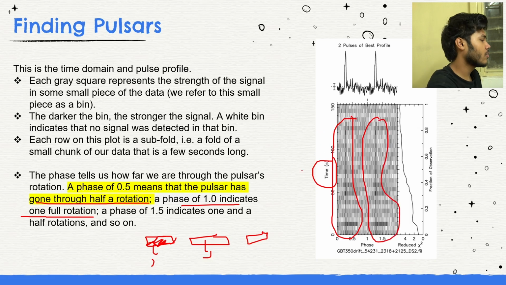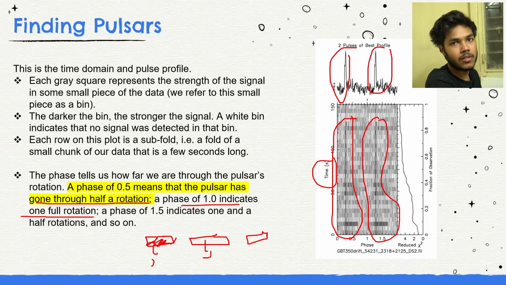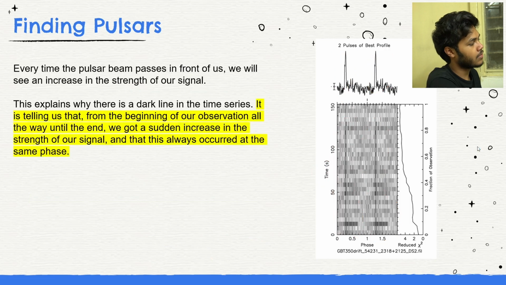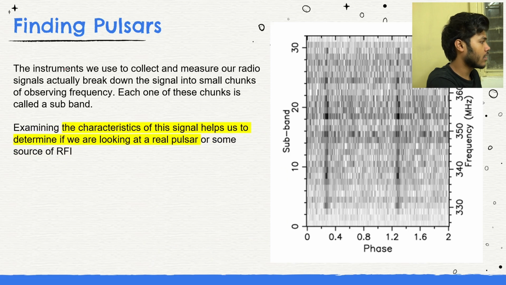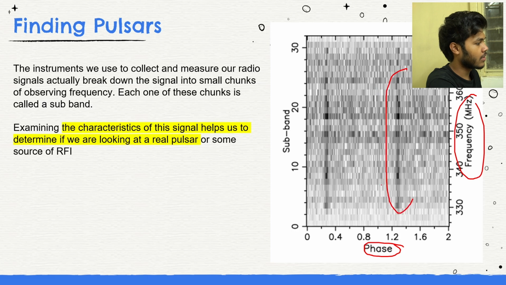So corresponding to this profile, you can see the peaks here. The darker the graph is, that means the stronger the signal is. So these are the peaks we are getting here. So the next graph will be of frequency and phase. So at a certain frequency, at a certain phase, we are getting this signal here.